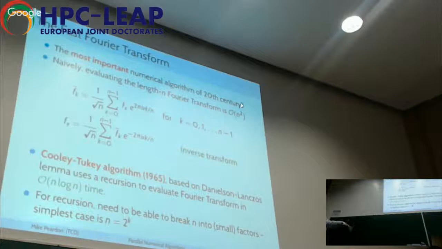And it works by a recursion relation, and the recursion relation is encoded in this thing called the Danielson-Lanczos lemma. For the recursion to work, here's the first practical point: the length of the vector needs to factorize. So if n is a prime number, then you are stuck. You can't do it. This algorithm doesn't work. I mean, you can pad the vector at the end and make it artificially longer, and that would solve your problem.